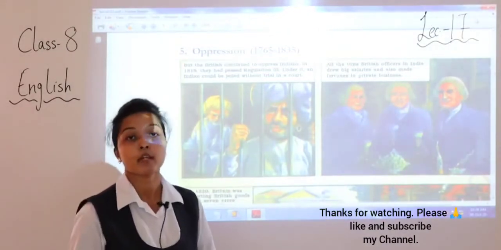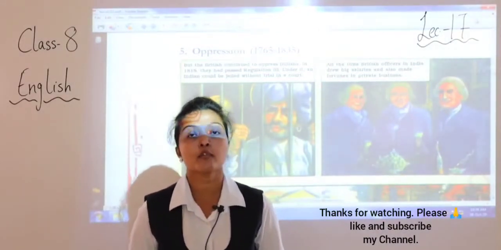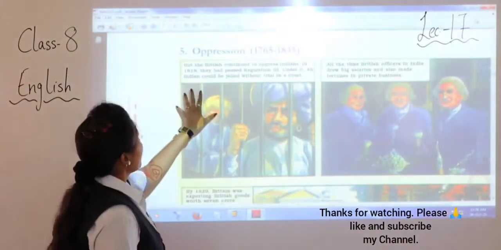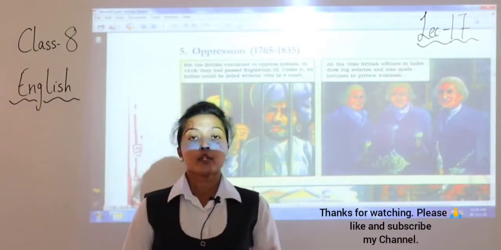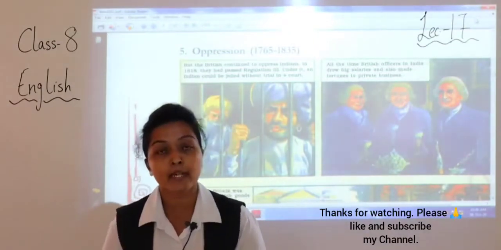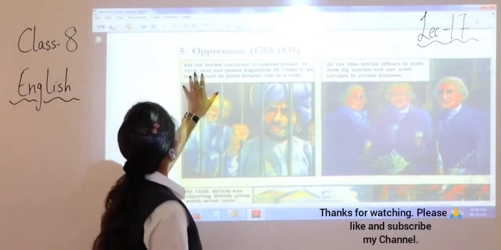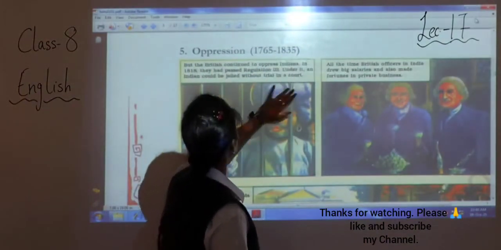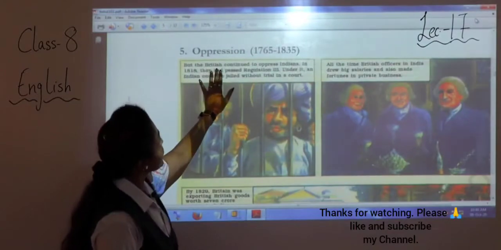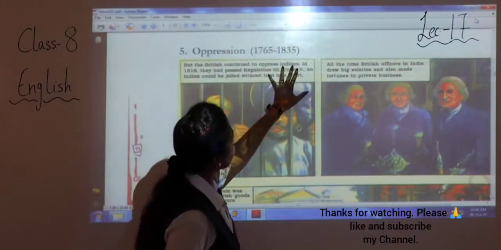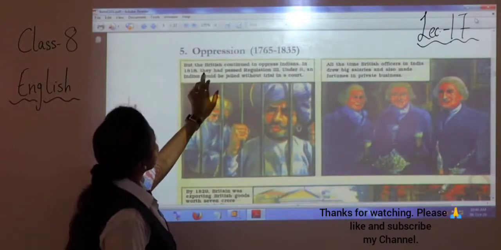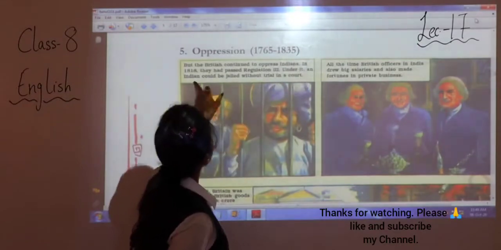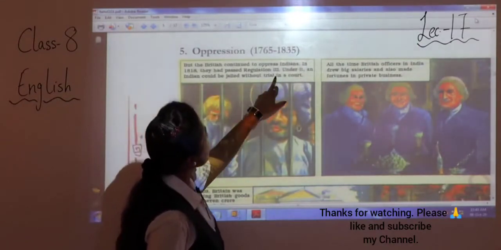So from the newspaper, we get information about other areas, about what is going on. Yes. Now as he started that newspaper, the Britishers stopped that newspaper. Now operations 1765 to 1835. But the British continued to oppress Indians in 1818. They had passed Regulation 3, under which an Indian could be jailed without trial in a court.